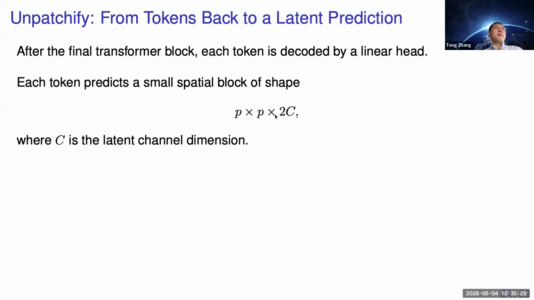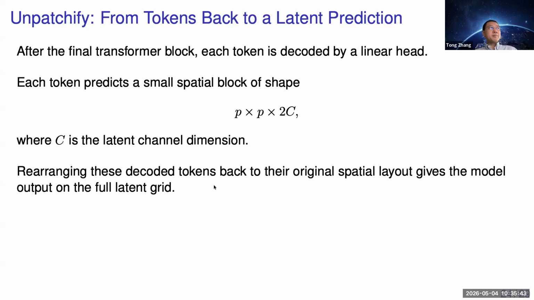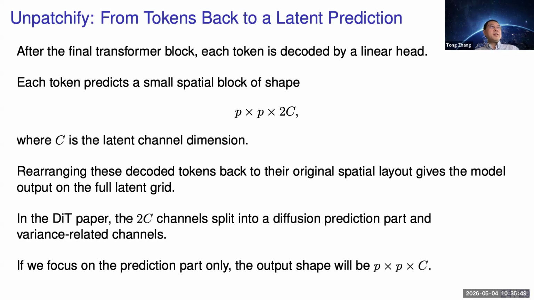For the original paper, you have a 2C. Why 2C? Because you're thinking about both noise and variance. But in our case, we just have 1C, which is enough. You're reaching to the original, and then you get this. This guy is a prediction, but in our case, we just P by C. So this one just describes the original 2C with both noise and variance.